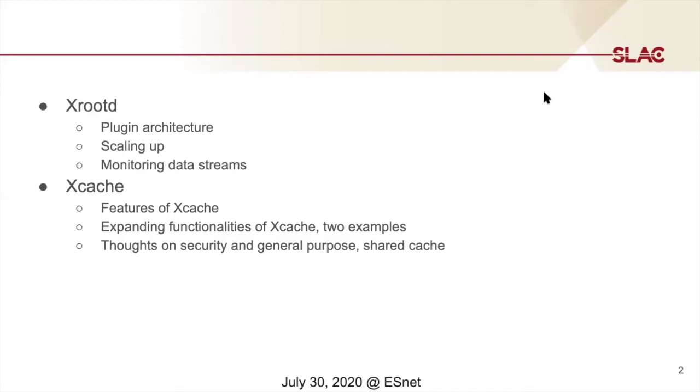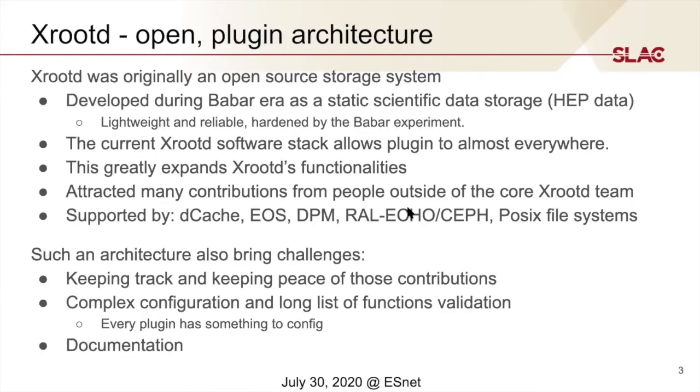So start with Xrootd. Xrootd is an open source storage system. It was developed during the BaBar time, I believe 25 years ago. It was mainly used to serve static science data storage, and it was lightweight and reliable. And all these bugs and things were sort of figured out and fixed during the BaBar experiment.